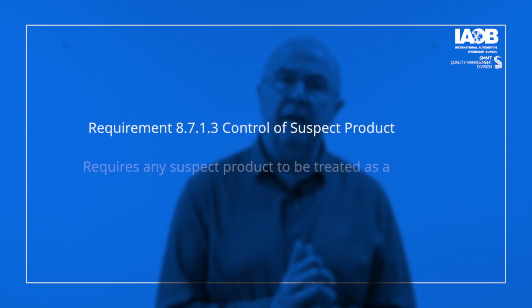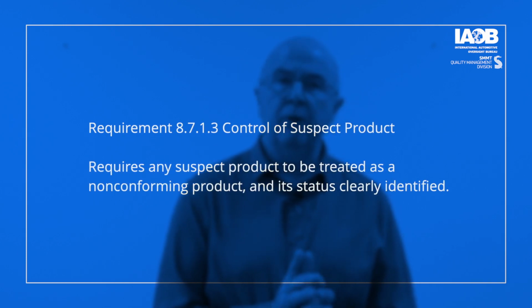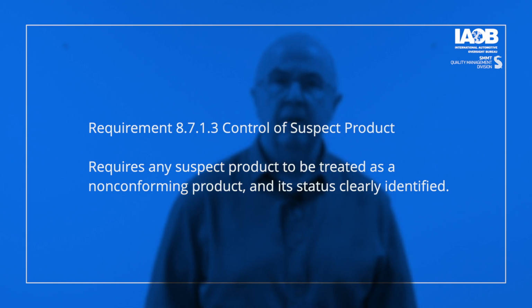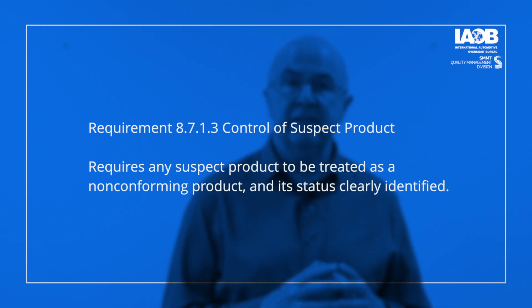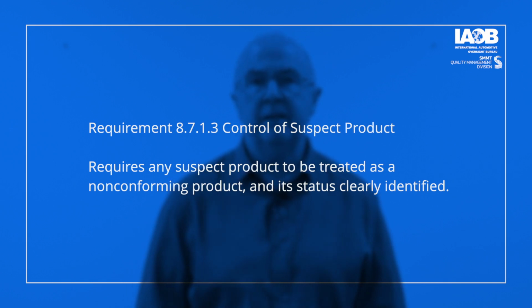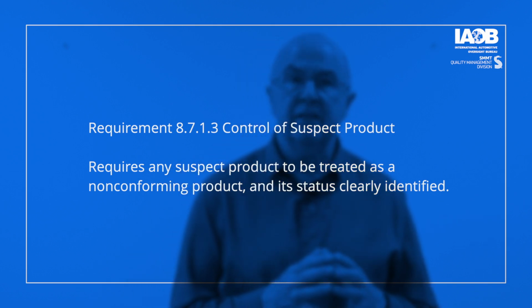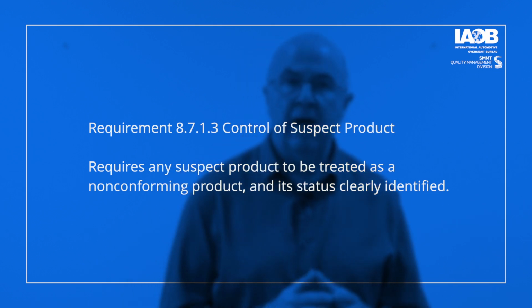And finally, in 8.7.1.3, control of suspect product, this requires that any suspect product is treated as non-conforming product. So this includes making sure that the product is clearly identified as to its status.